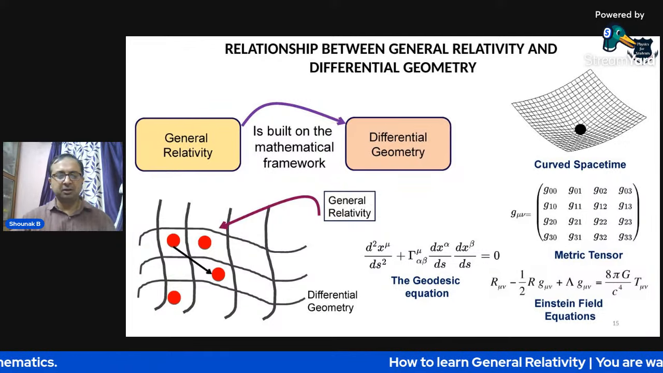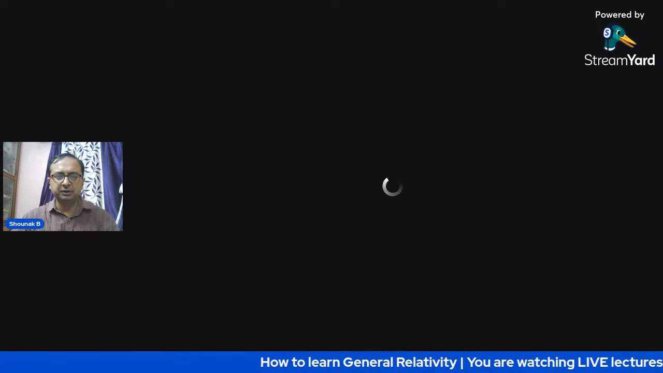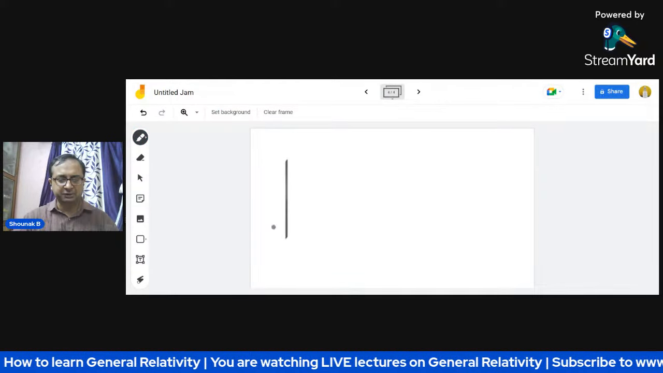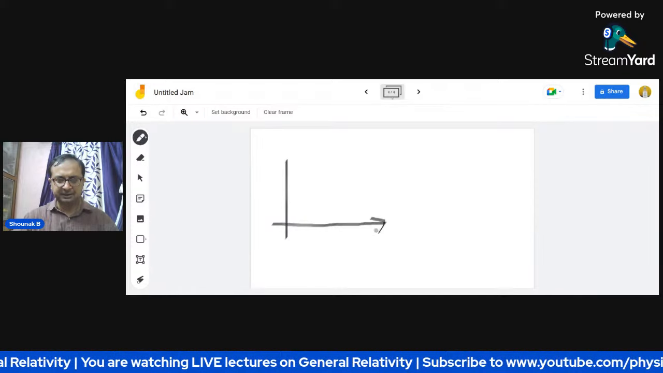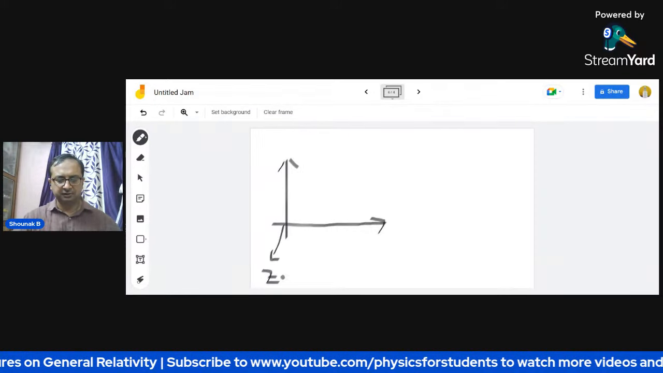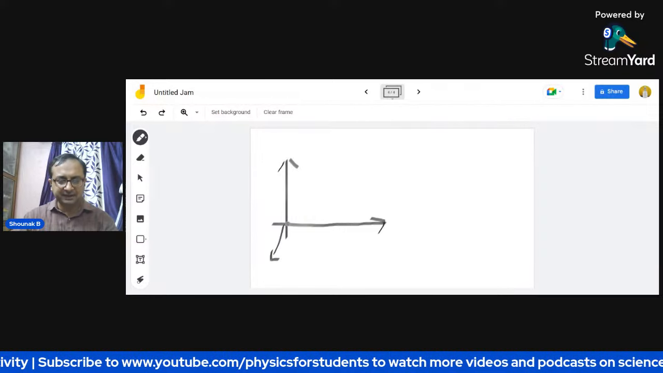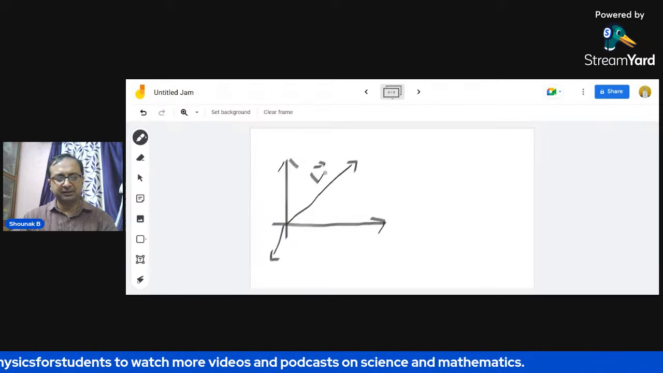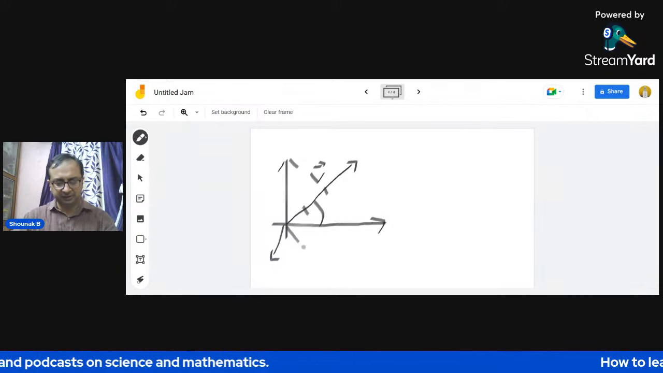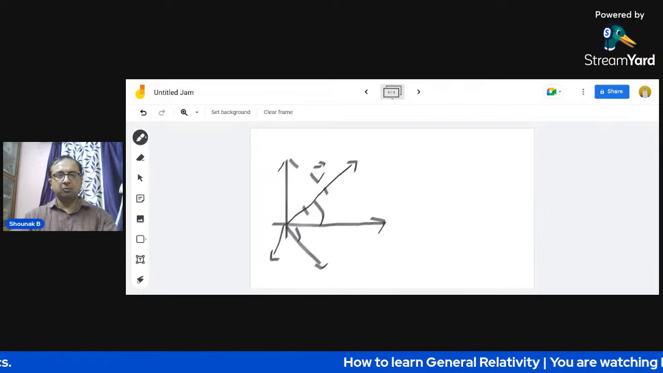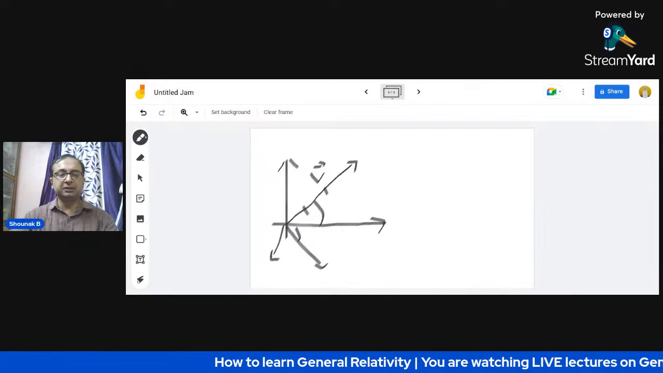Here I will again use my Jamboard to give you a very quick concept. Suppose I take a flat space-time with an x and y axis. I'm not considering the z axis, just for simplicity. If I take a vector around here and I want to measure its length, I can make an angle, I can rotate this vector, I can make this angle negative. Whatever I'm trying to do is this kind of measurement.